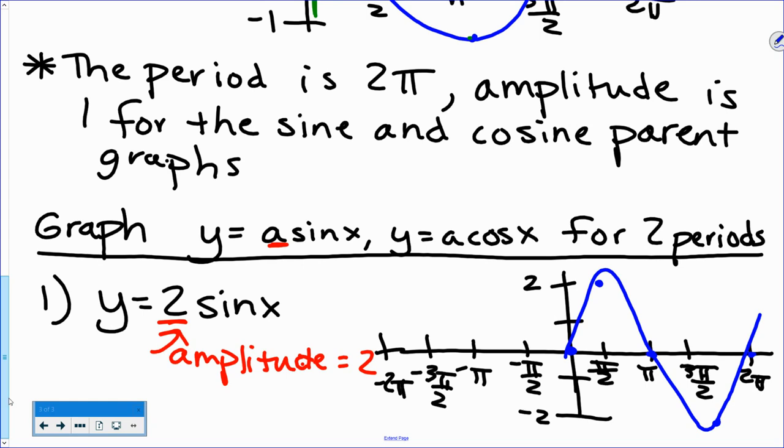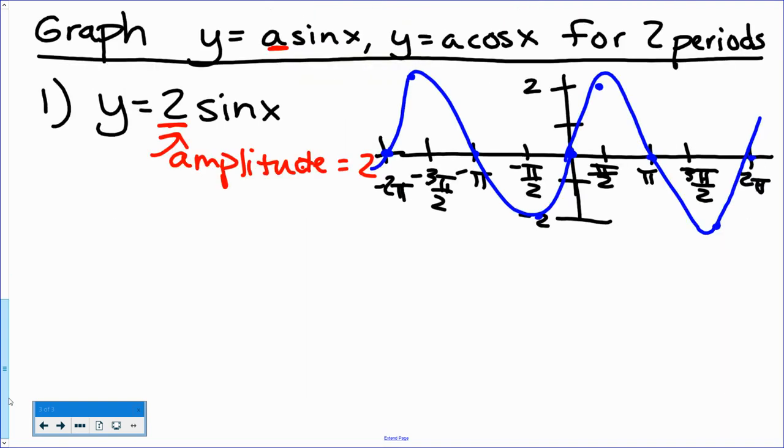And I can do a couple different things. I can start here and go, well, I start at 0, I go up to 2, back to 0, down to negative 2, back to 0 to create my other cycle, or I could go backwards. And that would be my 2 periods. Okay, so the only thing that changed were the y coordinates. So it doesn't make it much more difficult.